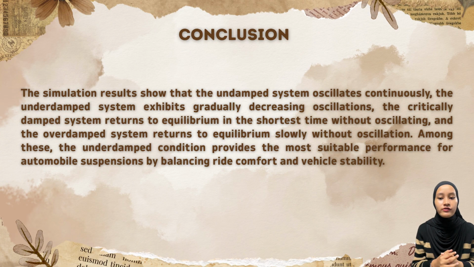The conclusion for this video is that the simulation results show that the undamped system oscillates continuously, the underdamped system exhibits gradually decreasing oscillation, the critically damped system returns to equilibrium in the shortest time without oscillating, and the overdamped system returns to equilibrium slowly without oscillation. Among these, the underdamped condition provides the most suitable performance for automobile suspension by balancing ride comfort and vehicle stability.